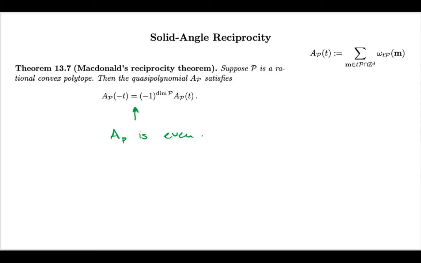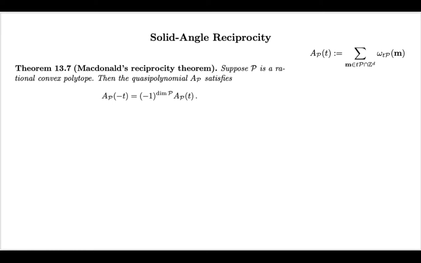I want you to appreciate this because this is a fairly strong result. It means, for example, if P is an integer polytope, then of course A sub P is a polynomial, and what we're saying now is this polynomial misses every other term. If you think back on our discussions of computational complexity of Ehrhart polynomials, what this is saying is that the solid angle polynomials are, in some sense, easier. To compute them, I only need half as much information in a given dimension compared to computing Ehrhart polynomials.